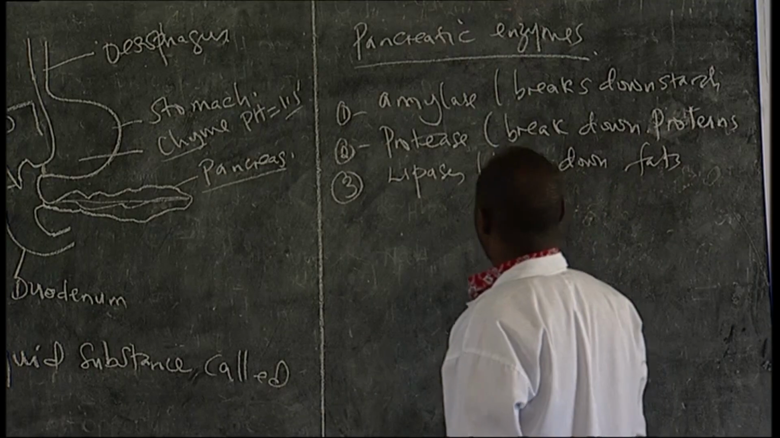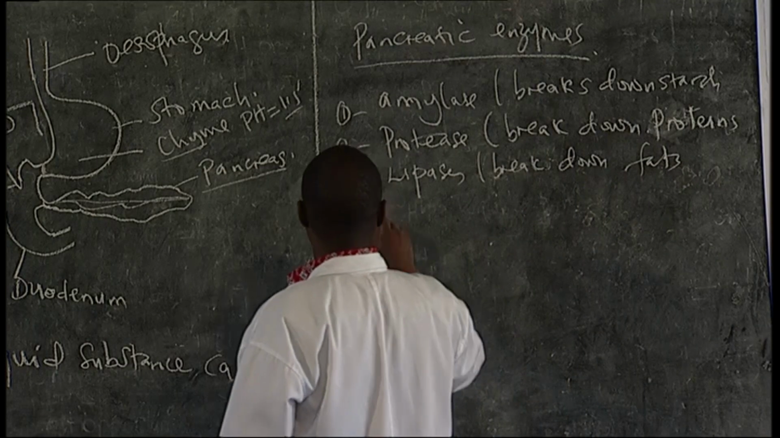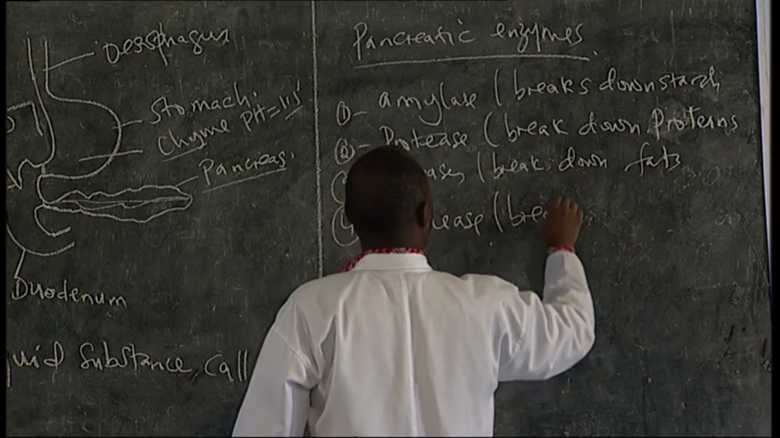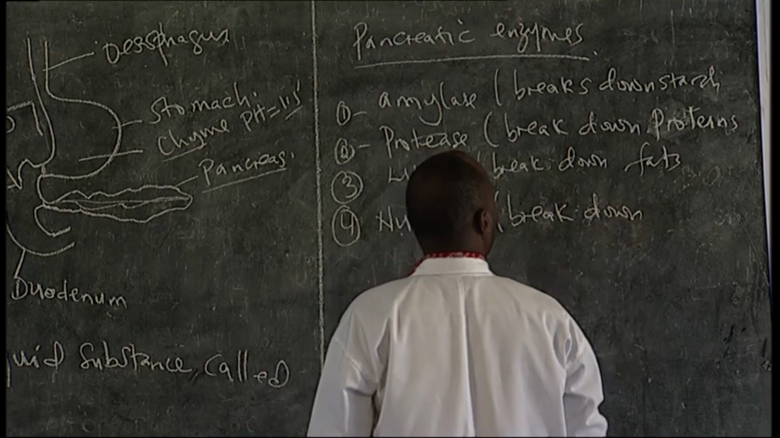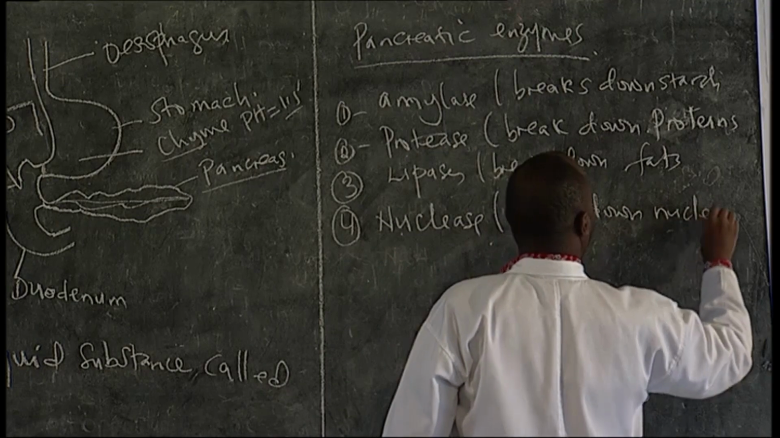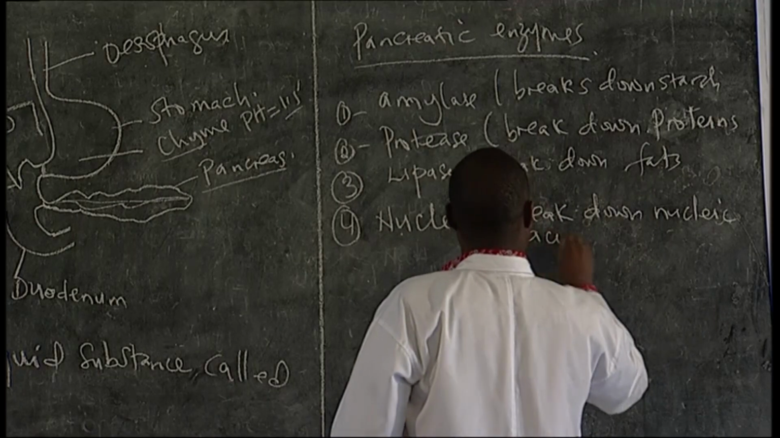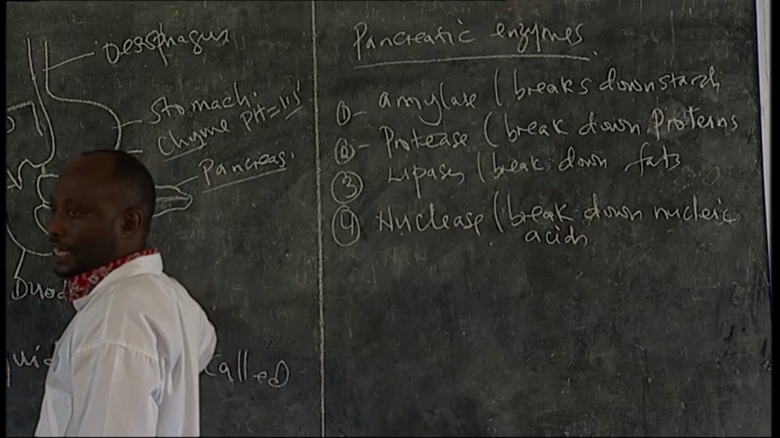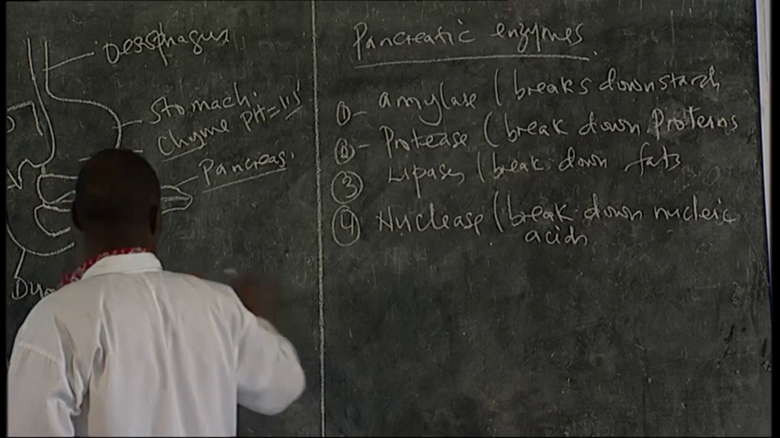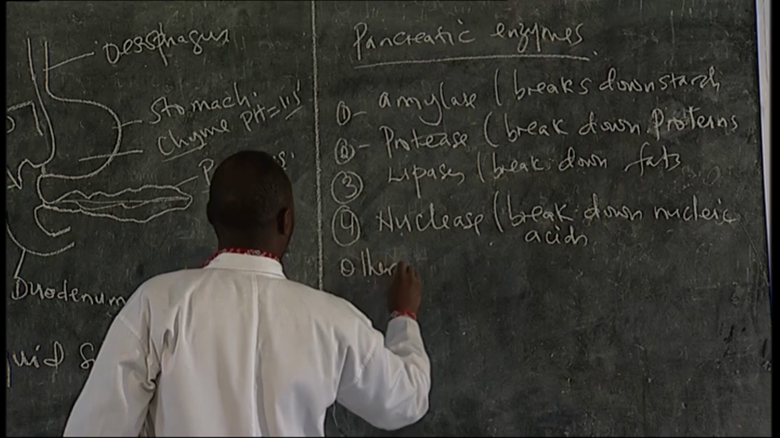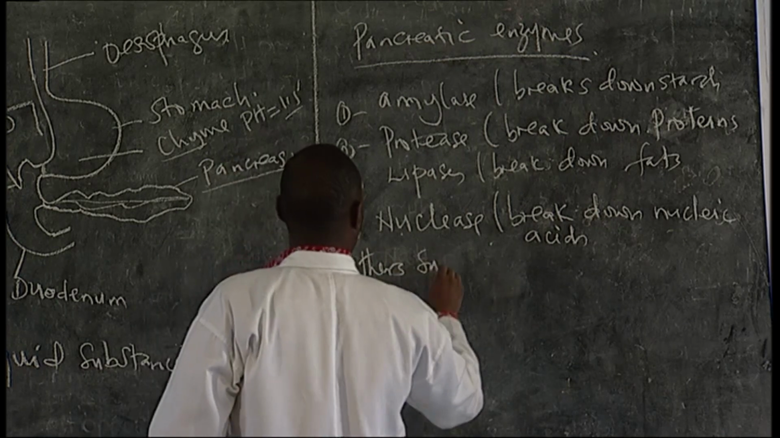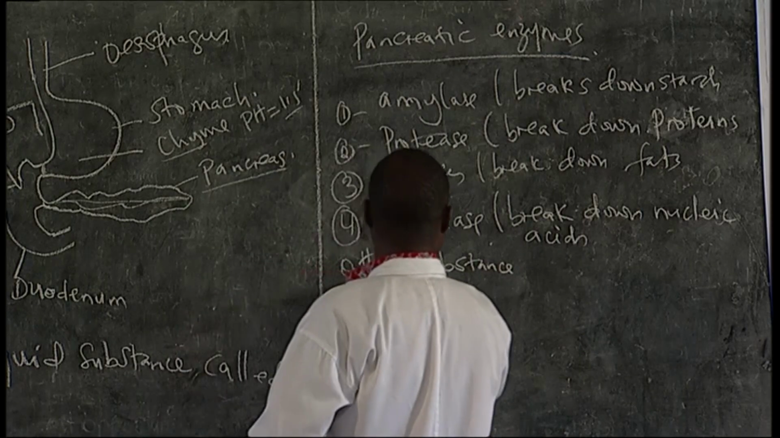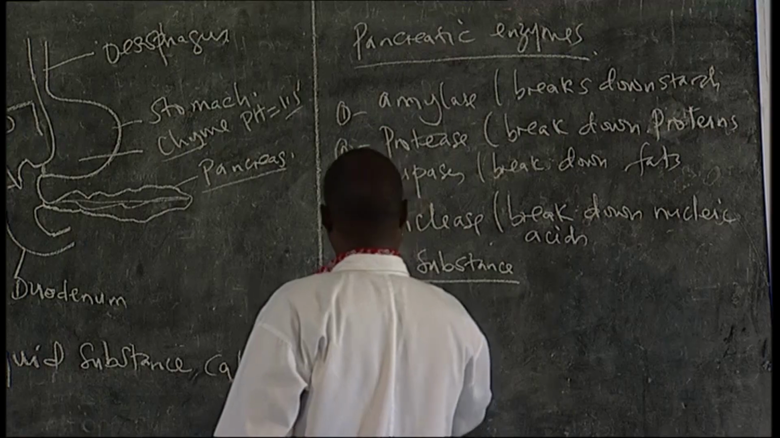You also have another enzyme, which is called nuclease. The nuclease enzyme breaks down nucleic acids. But there are also other substances that are released by the pancreas to perform the function of breaking down the food, and that is the bicarbonate.